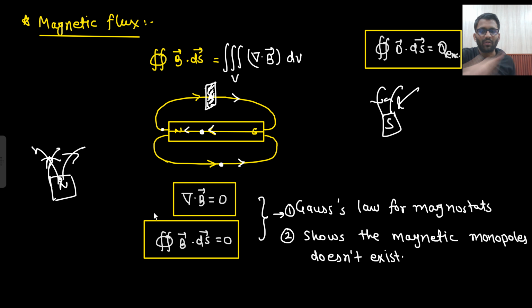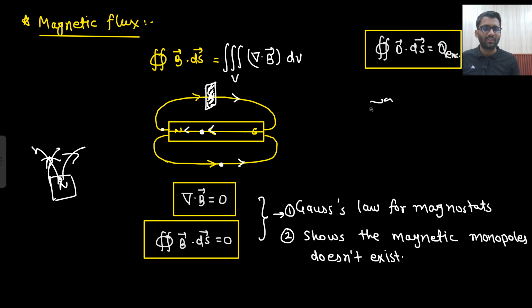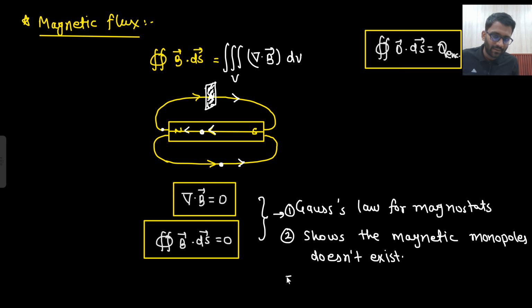Monopole means only one pole, either north pole or south pole. But if they exist, that means certainly the north pole and south pole will exist together. So whatever goes out from here, the same will come in as well. What else can we say? Whenever your divergence is 0, what do you call it? Divergence-less or solenoidal. So magnetic fields are solenoidal.